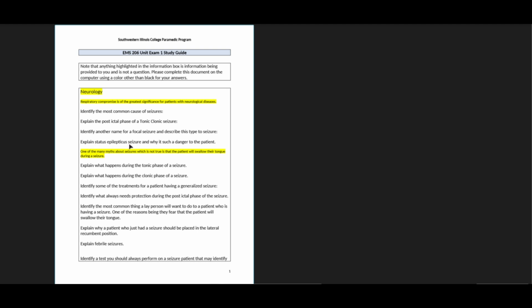Explain status epilepticus seizure and why it is such a danger to the patient. So, status epilepticus is at least two seizures without return to consciousness, or I think any seizure lasting longer than 5 minutes also counts.